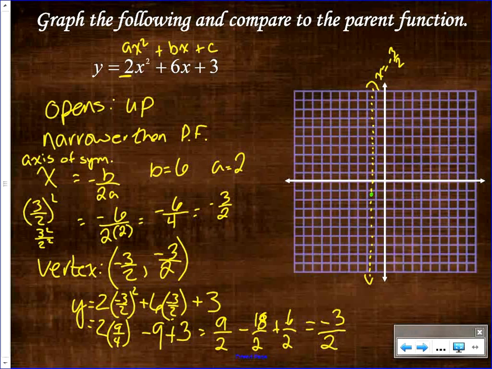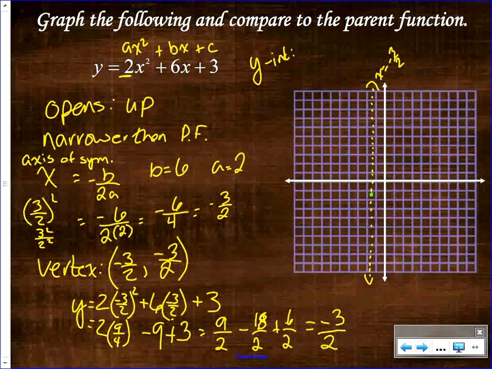It's right there. Okay? And then what is my y-intercept? My y-intercept is C, which is 3. So I know on my y-axis I'm going to go through 3. I also know that it's symmetric. So where's the point on the other side going to be at? It's 1.5 from the line, so I'm going 1.5. It'll be right there. And there it is.